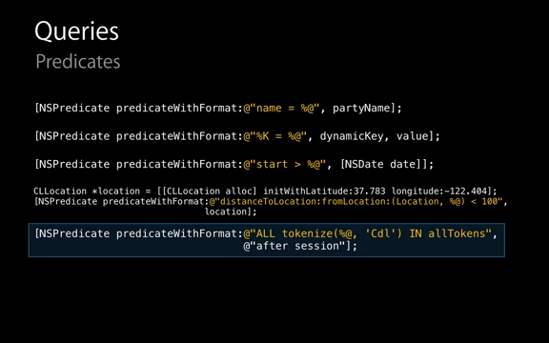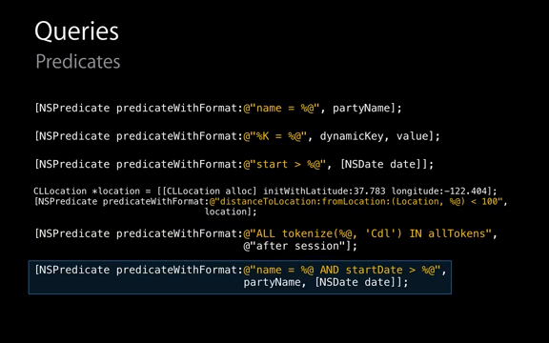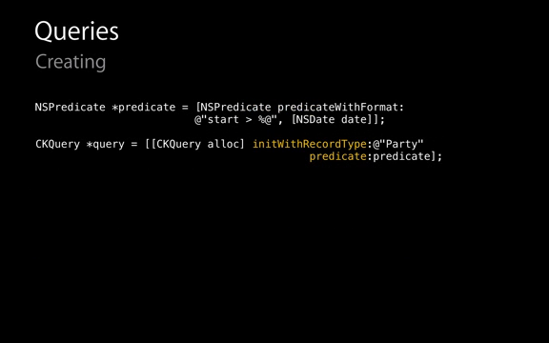And lastly, CloudKit supports compound predicates joined using the AND operator. Here we see a predicate that does that. Here we see the creation of a query, and as we mentioned, it's combining both a record type and a predicate. How do I perform queries after I've created them?